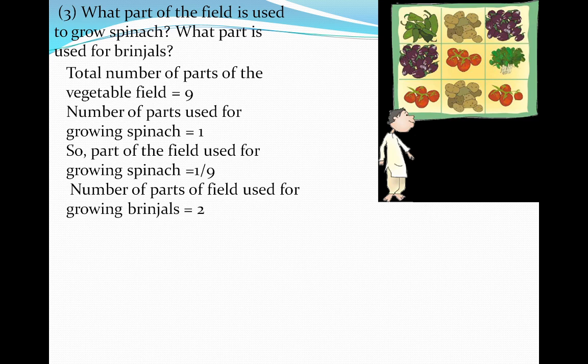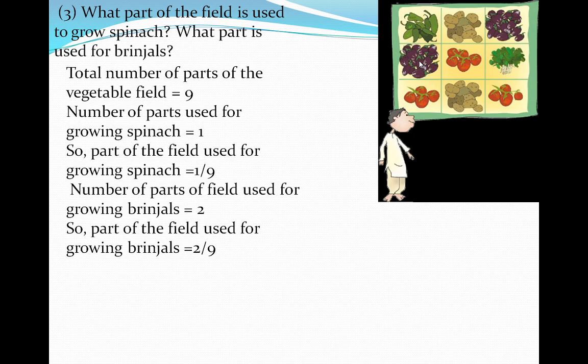But what part is used for the brinjal? The number of parts of the field used for growing brinjals is 2. Look at here, this 1 and 2. So the part of the field used for growing brinjals is equal to 2 upon 9, that is 2/9 part. So 2/9 part is used for brinjal.